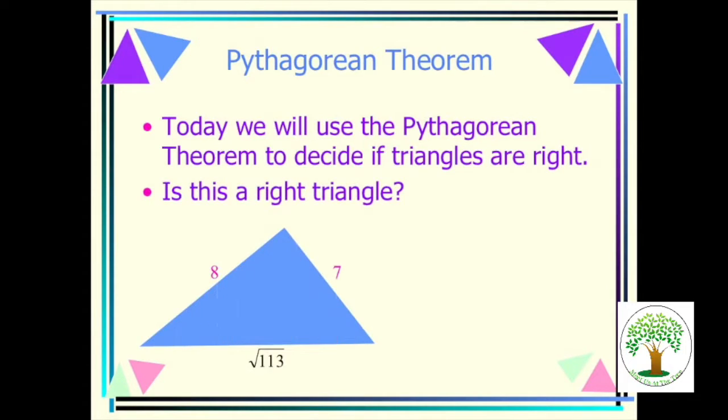Here's an example. You just watch this. Do not even write anything down. I have a triangle here, and it's got an 8 on one side, a 7 on another side, and a square root 113 on the other. We need to decide if this is a right triangle. Could we make this one over here be a right angle? All right. So what we're going to do is plug this into the Pythagorean theorem.